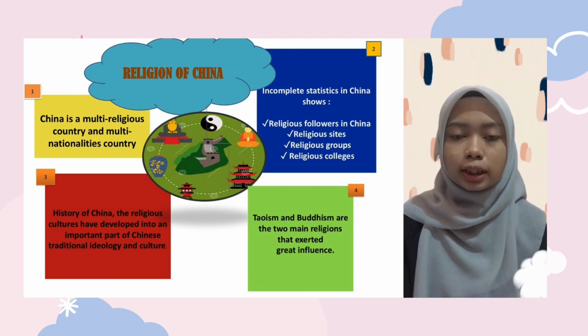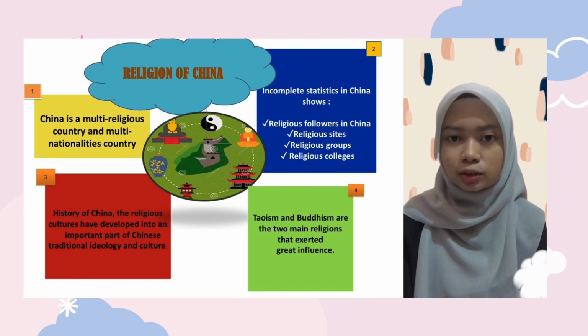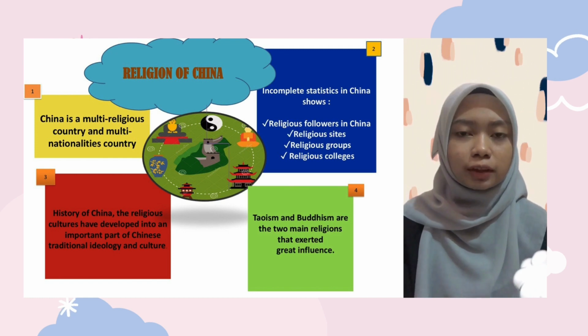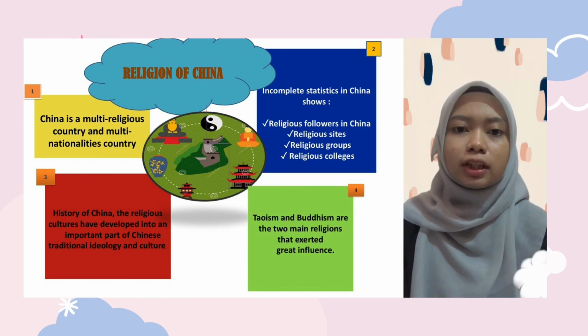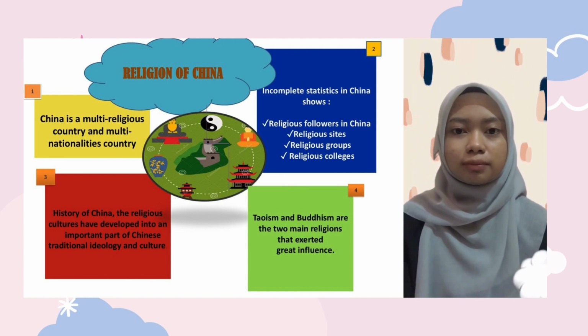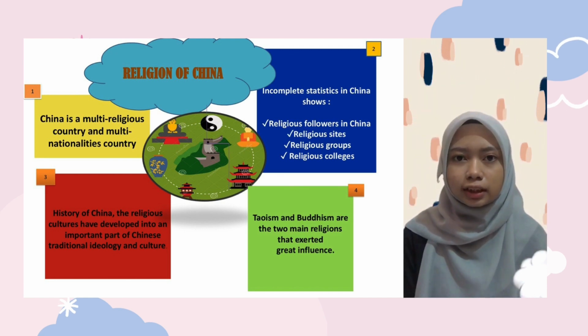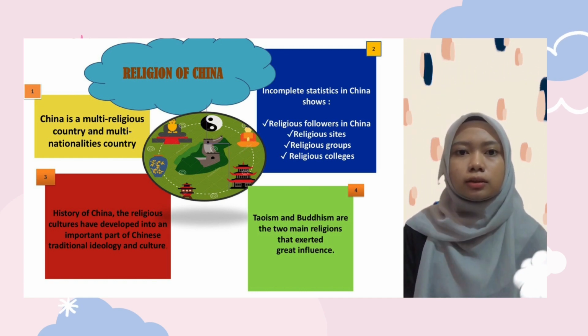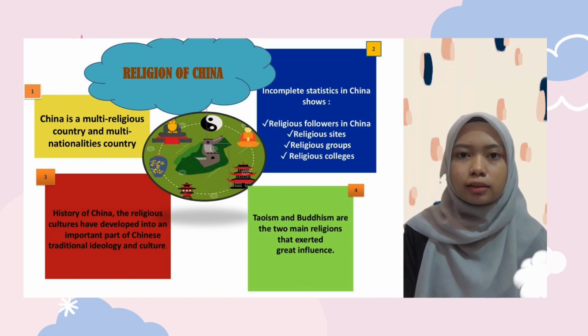Chinese people enjoy the freedom of religious belief according to law, and regular religious activities are protected by the constitution. All religious believers and non-religious people in the country respect each other's beliefs and live together in harmony. In the long history of China, religious culture has developed into an important part of China's traditional ideology and culture. Taoism and Buddhism are the two main religions that exert great influence on the thinking of Chinese people.